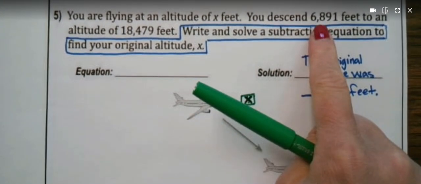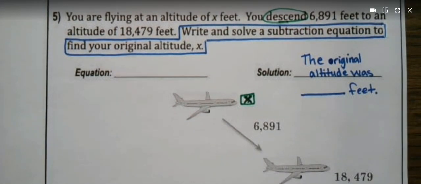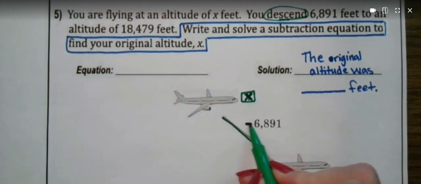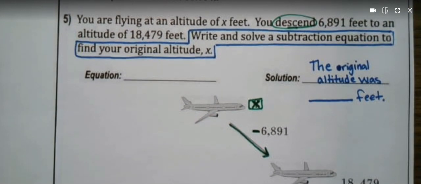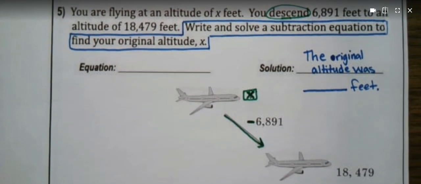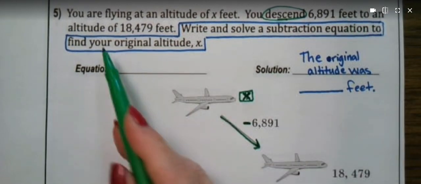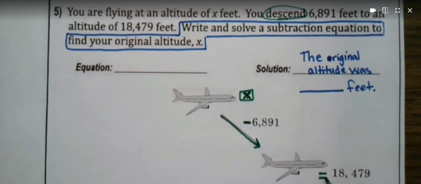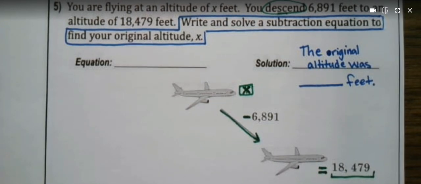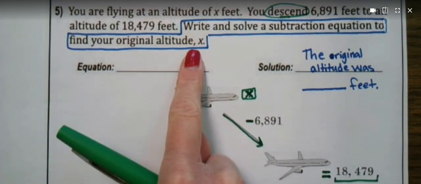You descend 6,891 feet. What does it mean to descend? Yeah, go down. We drop. See my picture here? See us dropping? We're going to descend. We're going to minus. Ascend means to go up. Descend means to come down, kind of like the word decrease. We go down. Okay, so we're going to decrease. We're going to descend 6,891 feet to an altitude that is now equal to 18,479 feet. So write and solve a subtraction equation to find your original altitude x.